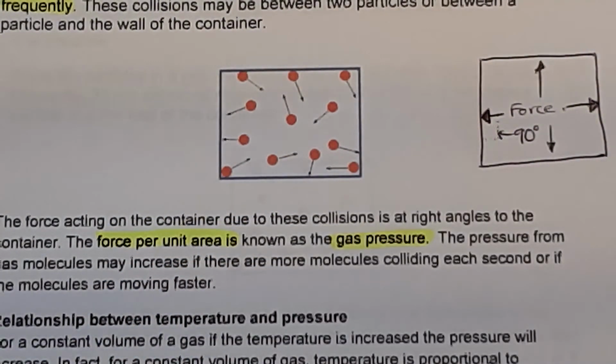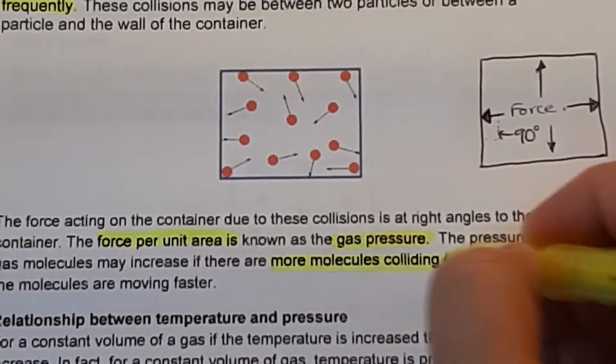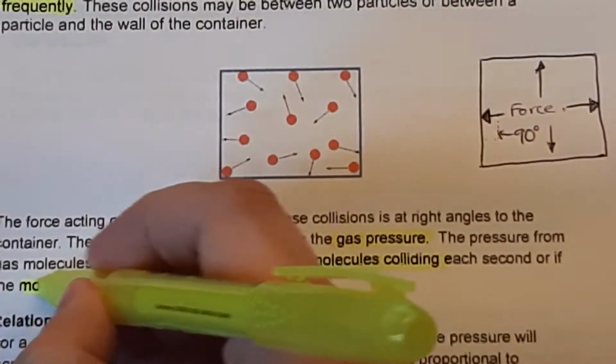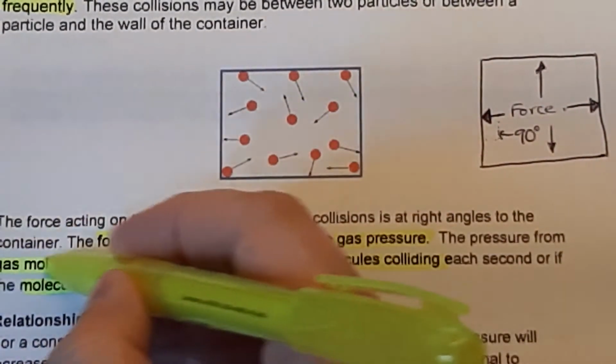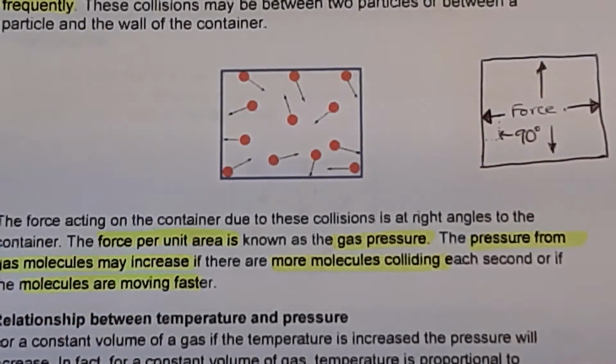So the pressure from the gas molecules can increase if there are more molecules colliding, or if the molecules are moving faster. So pressure increases if there are more molecules colliding or if they are moving faster.